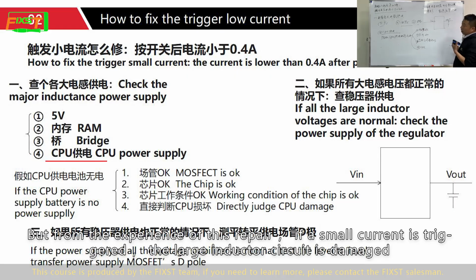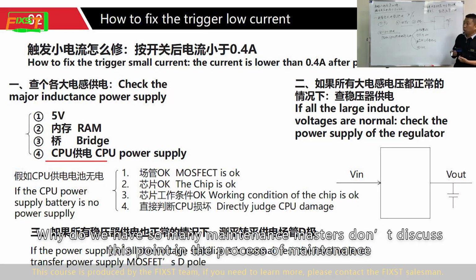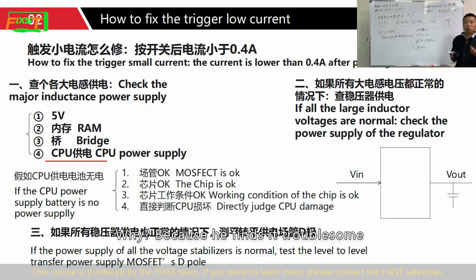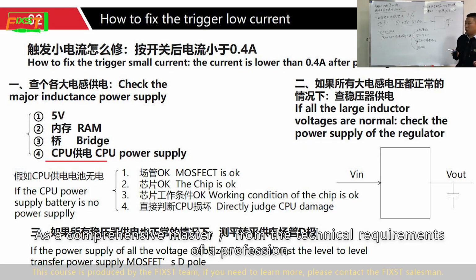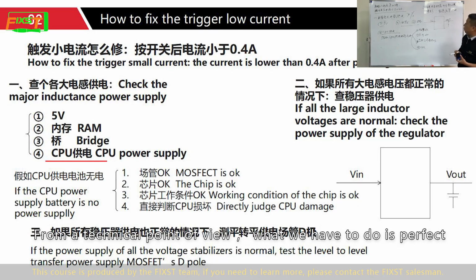But from the experience of our repair, if a small current is triggered, the large inductor circuit being damaged accounts for 70% of the maintenance rate. Why do so many maintenance masters not discuss this point in the process of maintenance, including some writing materials? When writing this part, they will not write it. Why? Because they find it troublesome. As a comprehensive master, from the technical requirement of the profession, only when we solve more than 90% of the problems can we be called a qualified master. From a technical point of view, what we have to do is perfect.